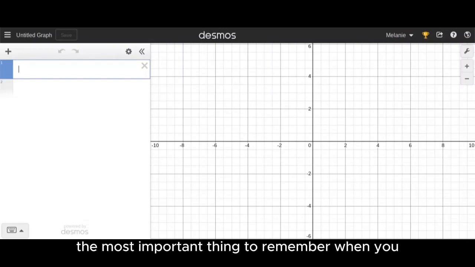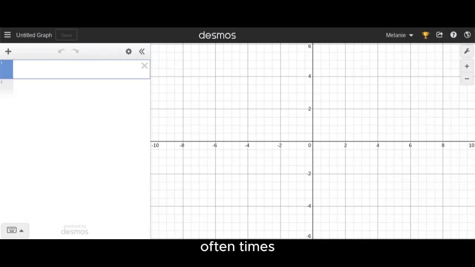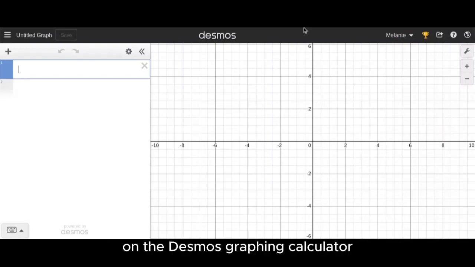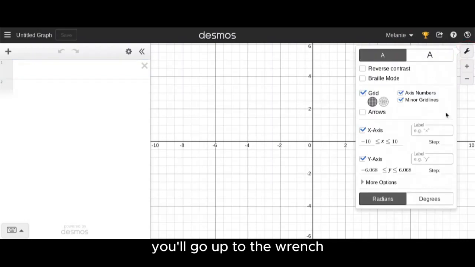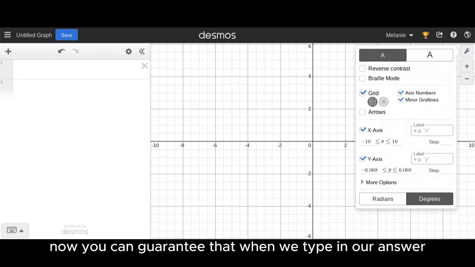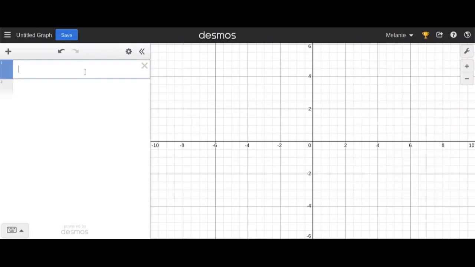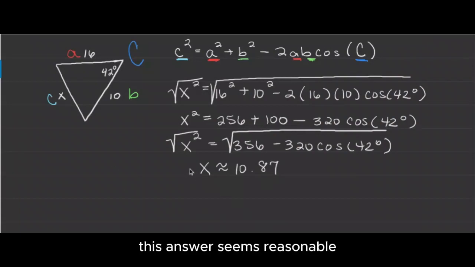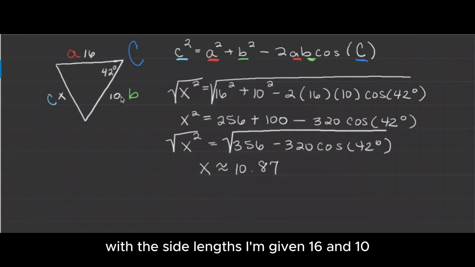The most important thing to remember when you are plugging this into a calculator is that you need to switch from radians to degrees. Oftentimes, triangle problems ask for the degree measure, and we were given 42 degrees in this problem. On the Desmos graphing calculator, you'll go up to the wrench and switch from radians to degrees. Now you can guarantee that when we type in our answer, we'll have everything correct. Rounded to the nearest hundredth, I get x is approximately 10.87. This answer seems reasonable with the side lengths I'm given, 16 and 10. It seems like this could be 10.87.